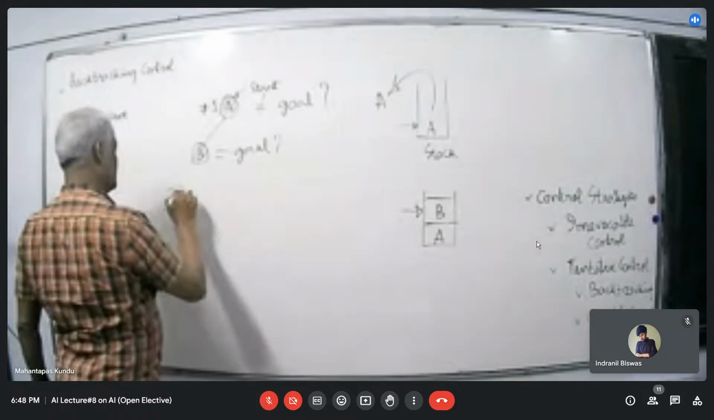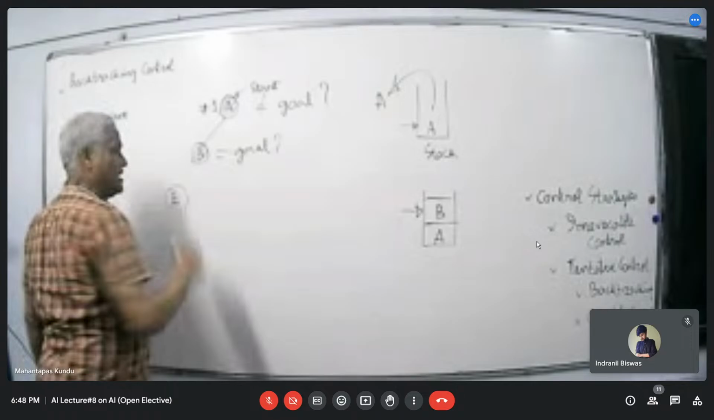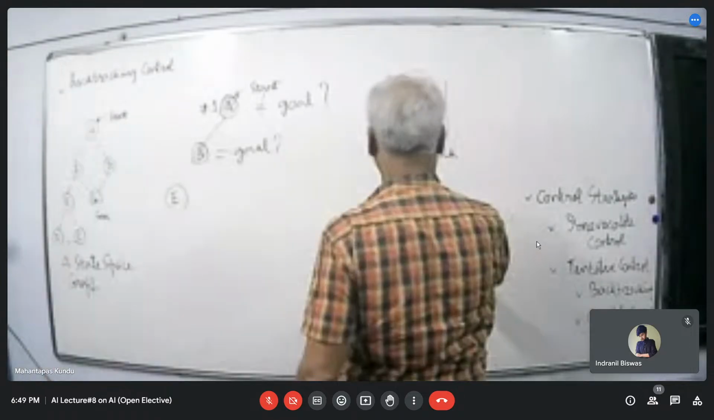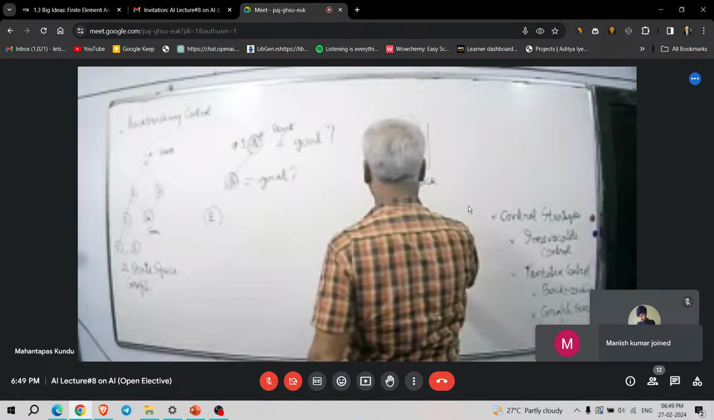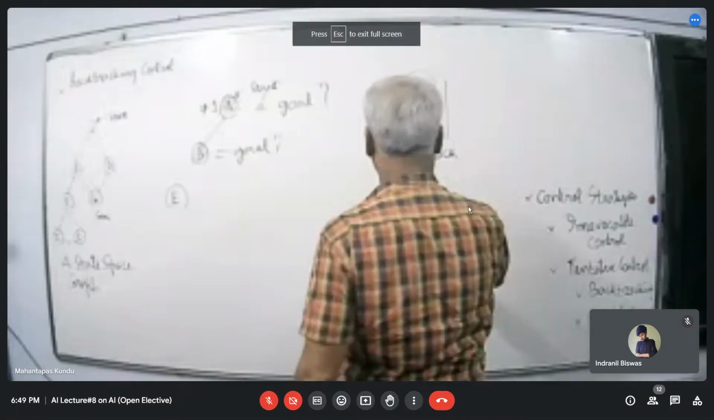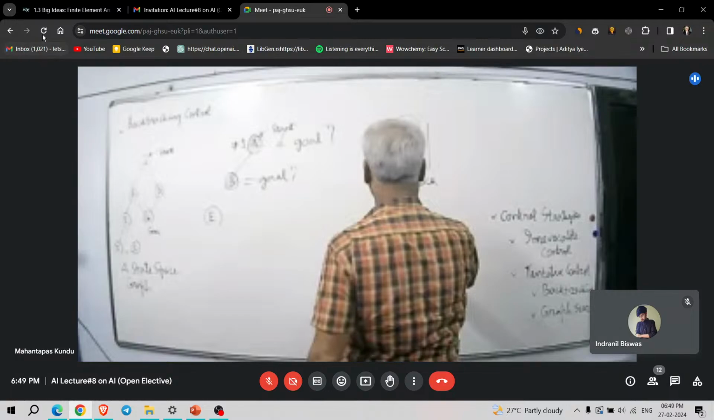And after generating E, what we will do? A is already in the stack. We will again push B over the stack, and E, that is the newly generated successor of B, will again be stored on the stack. So second time B is visited. Now what we will do? We will repeat this process. That is, remove a node from the stack top.